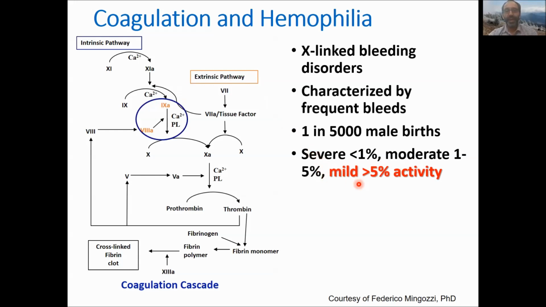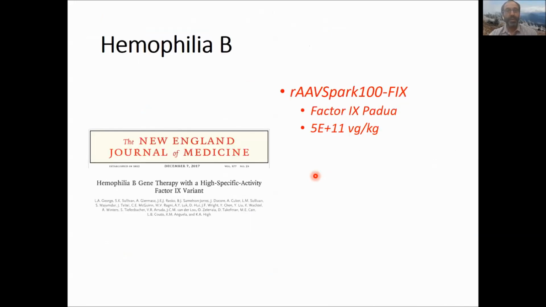range of severity, and less than 1% of normal coagulation factor will cause a severe disease. And then as little as 1 to 5% factor will lead to moderate or more mild symptoms. So with gene therapy, not very much factor needs to be produced to improve the symptoms. So this is a good example and a good target for gene therapy.